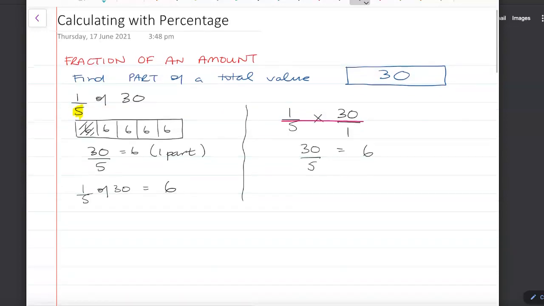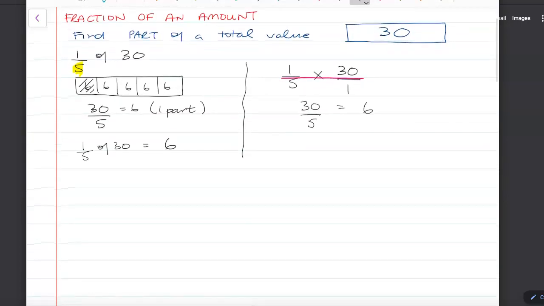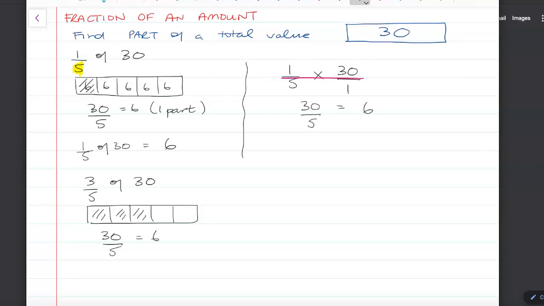Knowing 1/5 of 30, let's have a look at this if we were asked to find 3/5 of 30. Again, visually, we could use our whole 30, cutting it into 5 equal pieces, but this time we want to take 3 of them. So we could say that 30 divided by 5 is 6 for one part, but we want 3 lots of those parts, so this would mean we would have 18, because each part is individually worth 6.